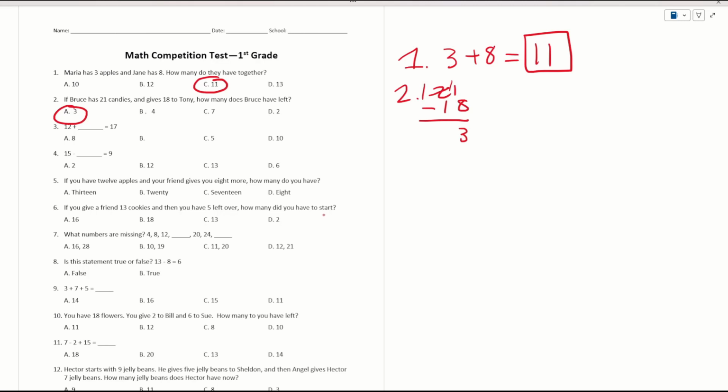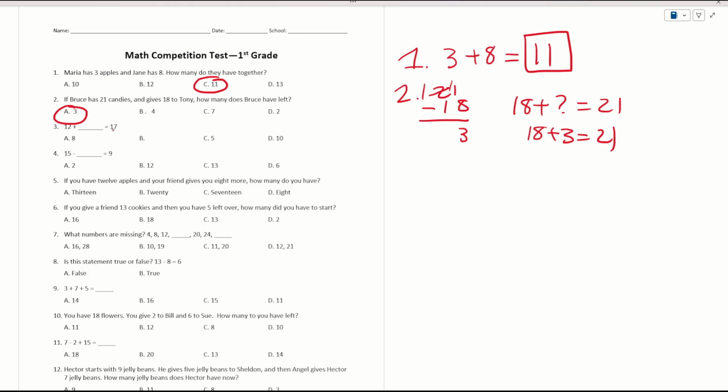Another way you could do this is to think of addition. Because addition and subtraction, they're opposite. When you get into algebra, you have to use those inverse operations in order to cancel them out. You could just do, if he gives 18 away, 18 plus what gives me 21? It has to be 3. 18 plus 3 equals 21. So if we're subtracting 21 minus 18, it's going to give me 3. I know that if 18 plus 3 is 21, so our answer has to be 3.